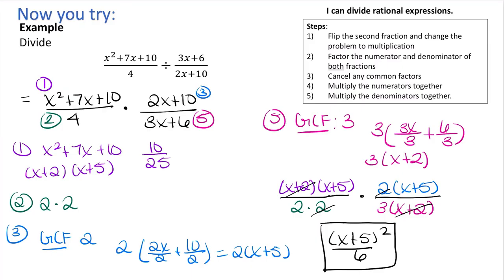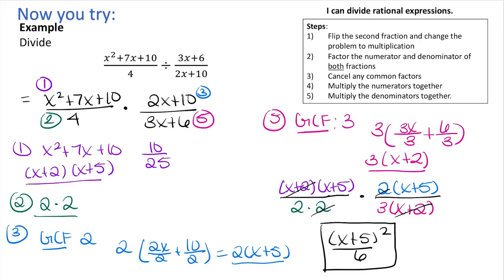So the first numerator is x plus 2 times x plus 5. That 4 of the denominator I factored into 2 times 2. And then the second numerator, 2x plus 10, that factored with a GCF, so I got 2 times x plus 5. And the final denominator, 3x plus 6, factored into 3 times x plus 2, because there's a GCF there. So here now I have it written out in factored form.